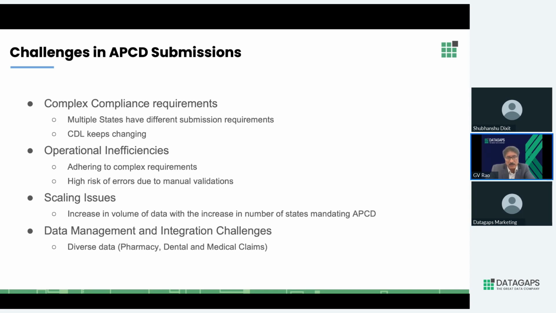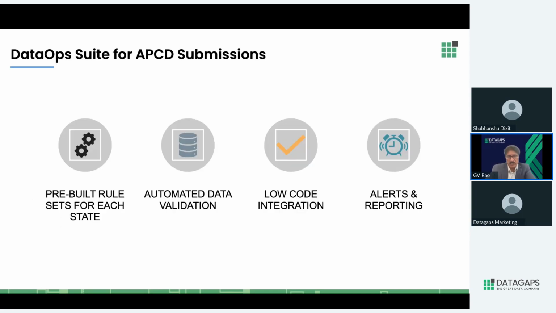And this data is coming from three different things. It's from the pharmacy claims, from the dental claims, from the medical claims. So it's diverse data. And how is the data integrated? The easiest thing people do is take the files, put the files through, and have someone manually look at it and validate it. You build the rules over a period of time and see to it that everything is right and corrected. So to address these challenges is where the DataOps Suite comes into place. What we have done is we have pre-built the rule sets for each state.